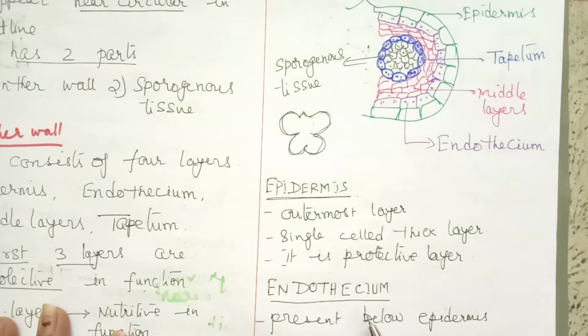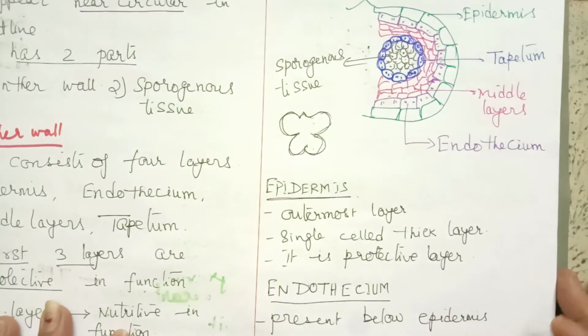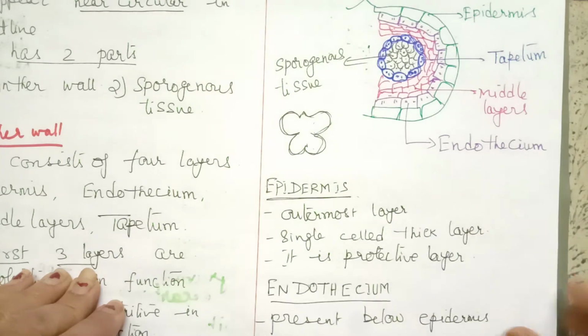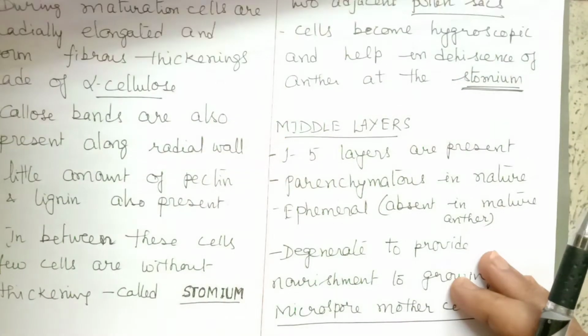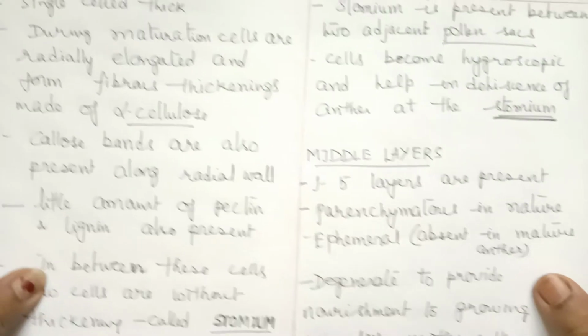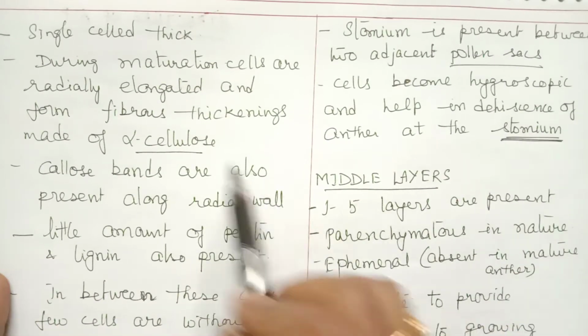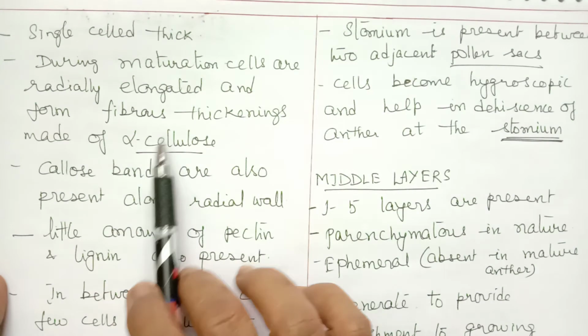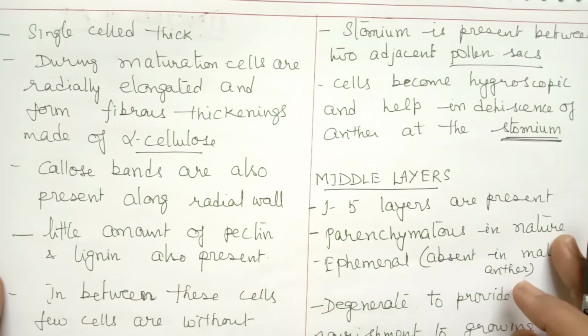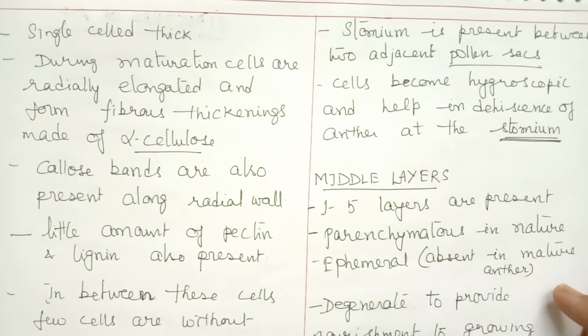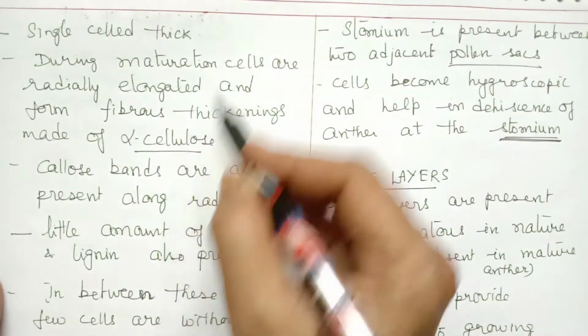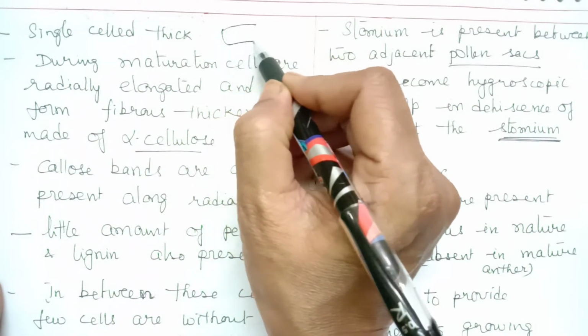Now let us see the second layer, called endothecium. Endothecium also is single layered and is present below the epidermis. During maturation, the cells are radially elongated and form fibrous thickenings made up of cellulose, that is alpha cellulose. The endothecial cells are modified in such a way that they form fiber-like structures made up of cellulose. This is how we have shown it diagrammatically.